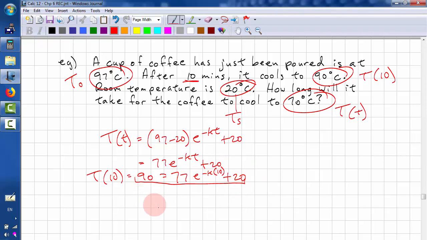Okay, move this over to the other side. Just like all our other algebra, let's just do a step at a time. 77 e to the minus 10k. That's probably easier to write. Coefficients come out front. 70 divided by 77 equals e to the minus 10k. Let's take the ln of both sides. This simplifies. Ln of 10 over 11 equals minus 10k.